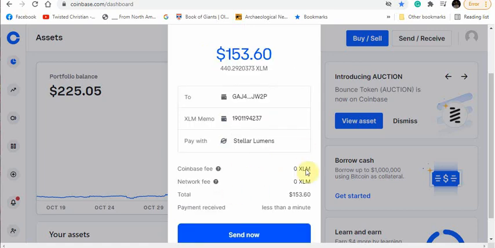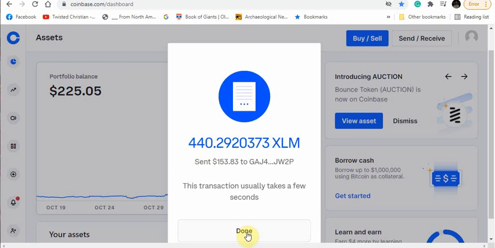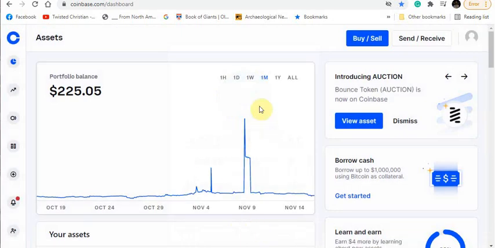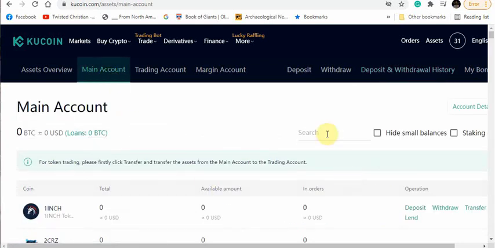And there are no network fees at all whatsoever. So this is going to be even cheaper than Dogecoin to send. All right, this transaction usually takes a few seconds. With XLM, it arrived within about a minute or so before I got the alert. Now, Dogecoin did take anywhere from 10 to 15 minutes. Even though it'll tell you 6 hours, it actually took only about 10 to 15 minutes.